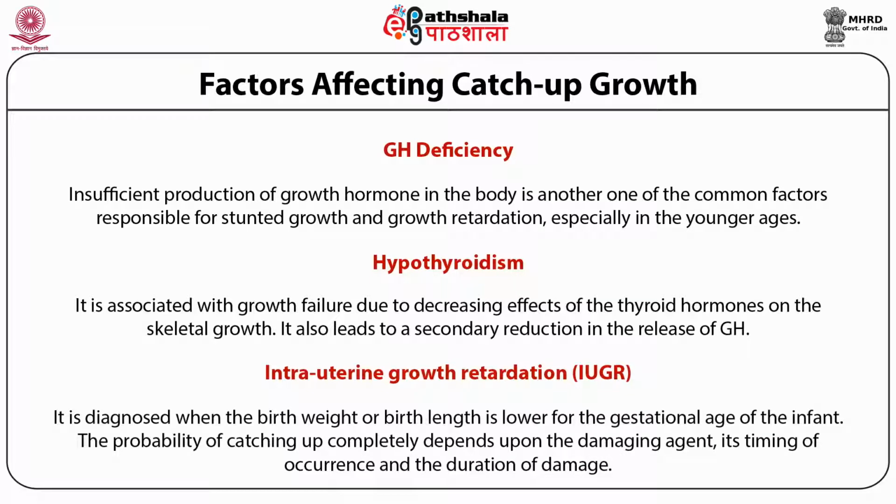It is diagnosed when the birth weight or birth length is lower for the gestational age of the infant. Major proportion of children with intrauterine growth retardation tends to attain catch-up growth in the first 2 years of their life. However, 20 to 30% of intrauterine growth retardation or IUGR affected children are not able to catch up at all and remain underdeveloped. The probability of catching up completely depends upon the damaging agent, its timing of occurrence and duration of damage.